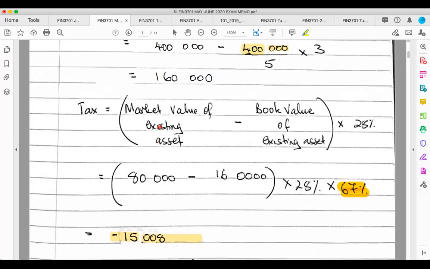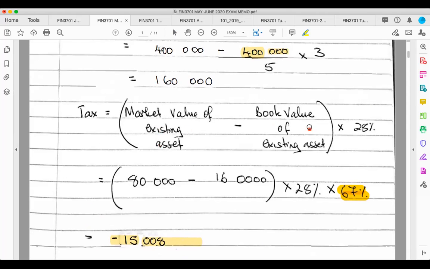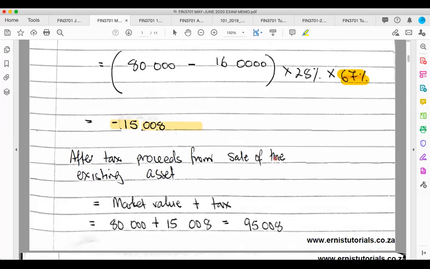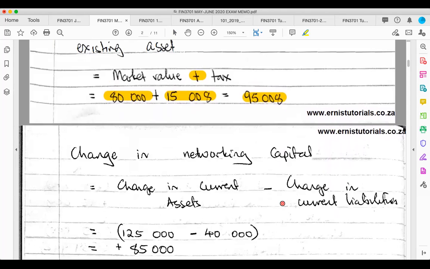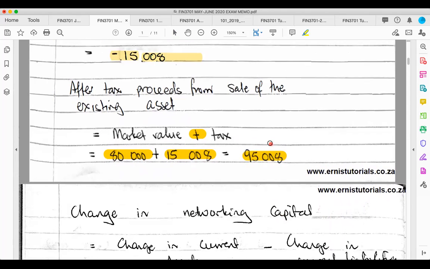So since the market value is less than the book value, it means the asset is sold at a loss, so we get a tax benefit. Therefore, we add that tax amount. So we take the market value of the existing asset and then we add the 15,008, and then that gives us 95,008.